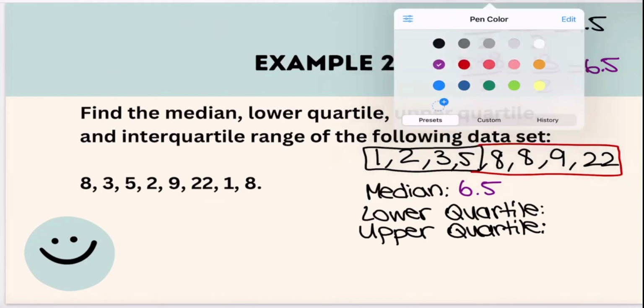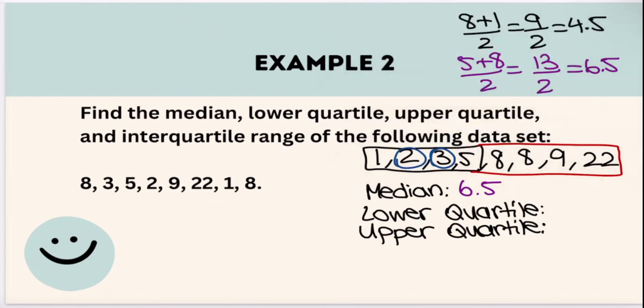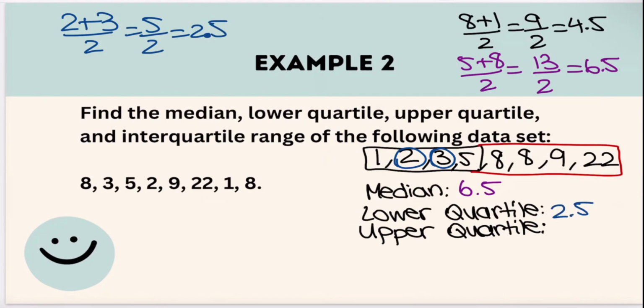So in that case, that means it's going to be 2 and 3 as the middle numbers in that first data set. So what is the average of 2 and 3? Well, 2 plus 3 divided by 2 is 5 over 2, which is 2.5. Or we can just say that we know it's 2.5 because 2.5 is exactly halfway between 2 and 3.